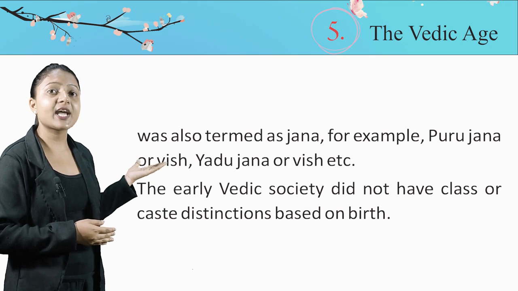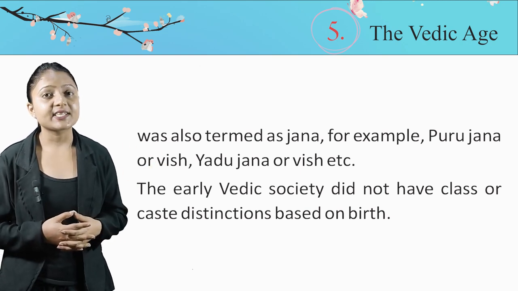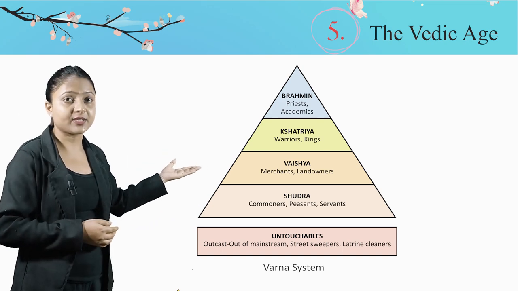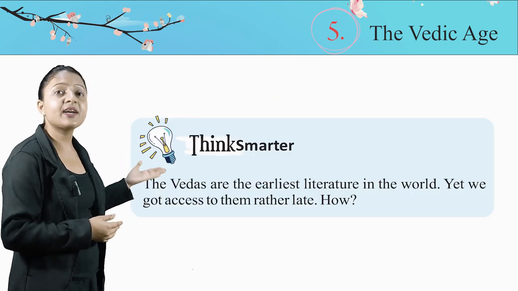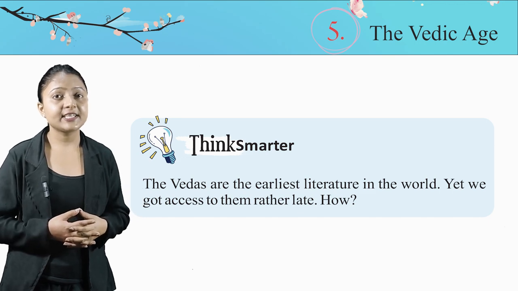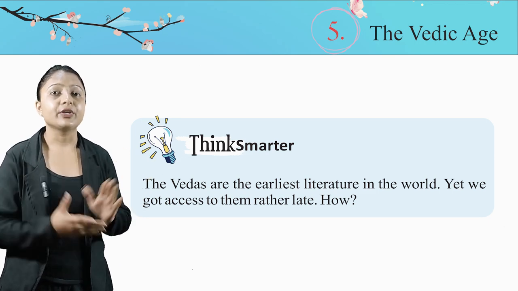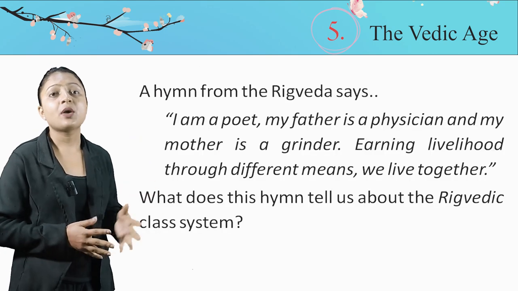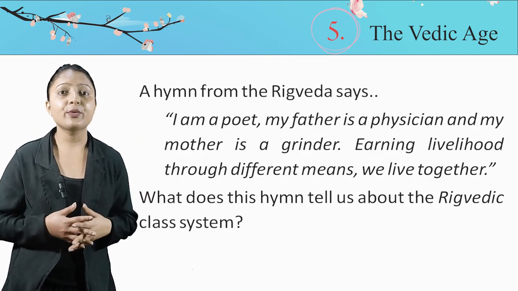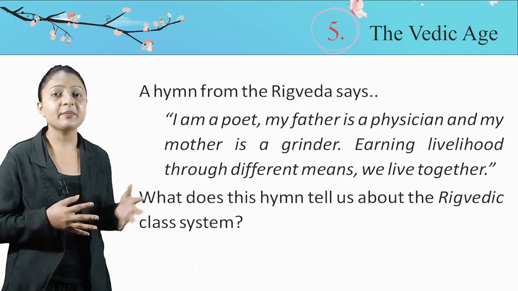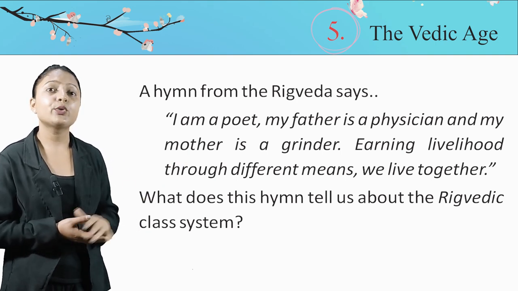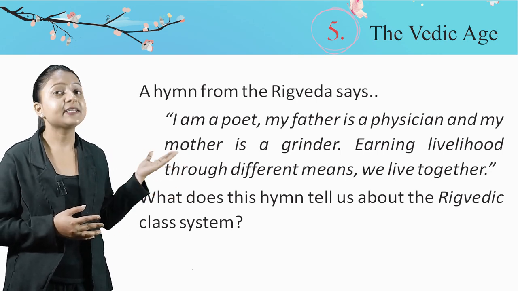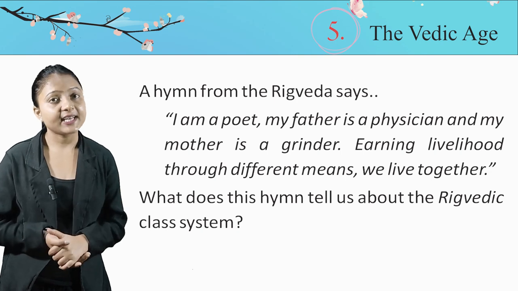The early Vedic society did not have class or caste distinction based on birth. In this chart, you can see the Varna system. Think smarter. The Vedas are the earliest literature in the world, yet we got access to them rather late. A hymn from the Rig Veda says, I am a poet, my father is a physician, and my mother is a grinder. Earning livelihood through different means, we live together. What does this hymn tell us about the Rig Vedic class system?